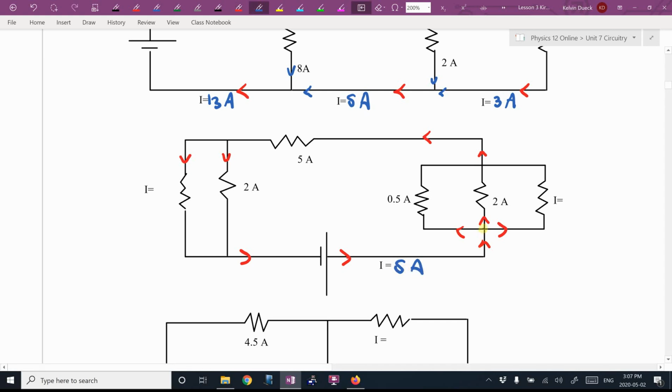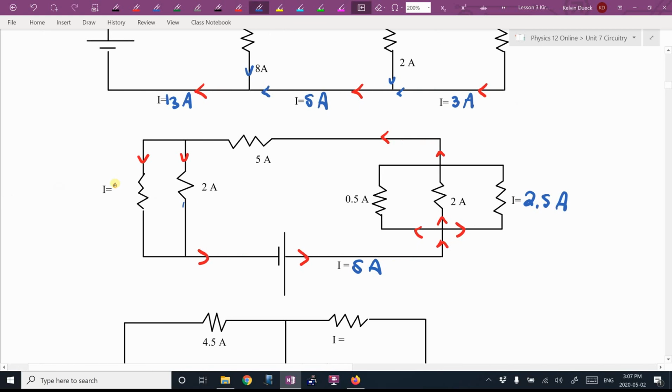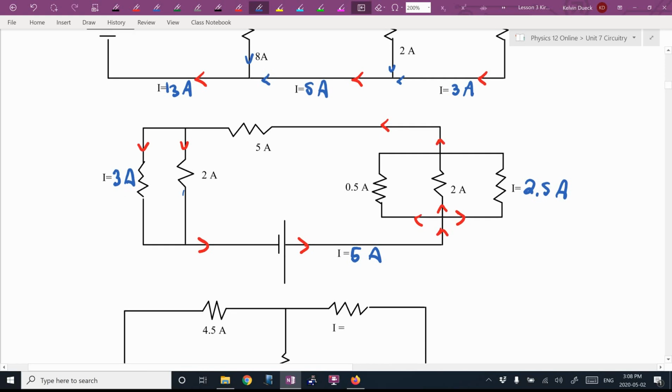Here, there's a 3-way split up. 0.5 amps go there, 2 amps go there. This has got to be 2.5 amps. They recombine, 5 amps. Here's another split up. 2 amps went this way. 3 amps went that way. So this is Kirchhoff's current law, law for currents. Current in has to equal current out.